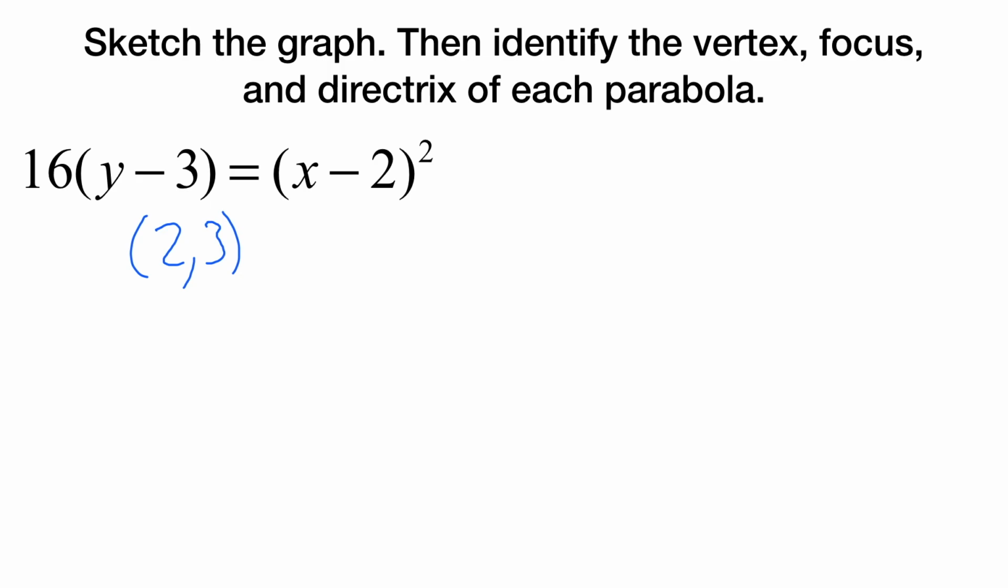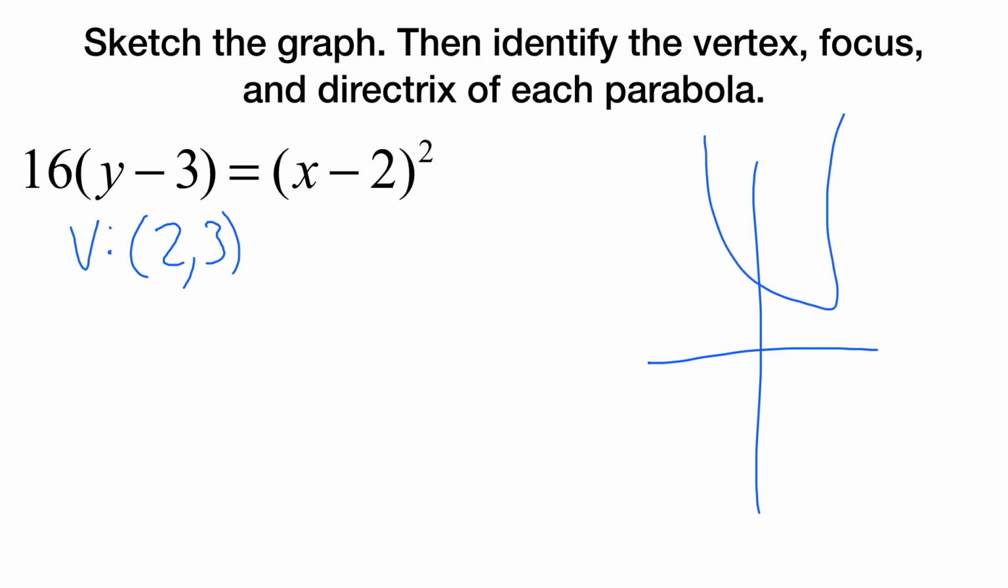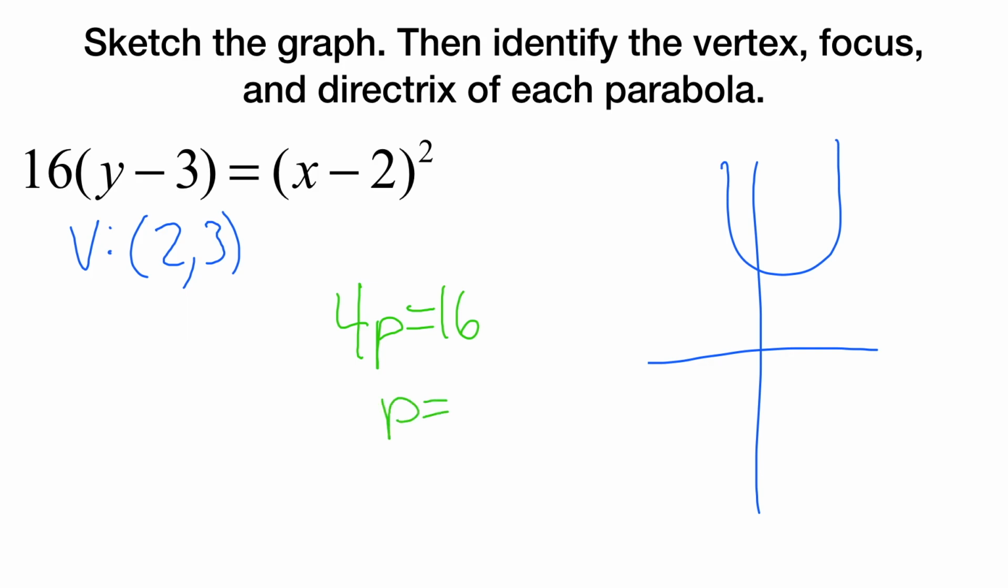Now, next thing that I'm going to notice, so that is our vertex. The next thing I'm noticing is the part being squared is x, meaning it's going to be something facing upward, something like that. Now, let's talk about the other parts. So, in this case, 4p equals 16. That means p is 4.